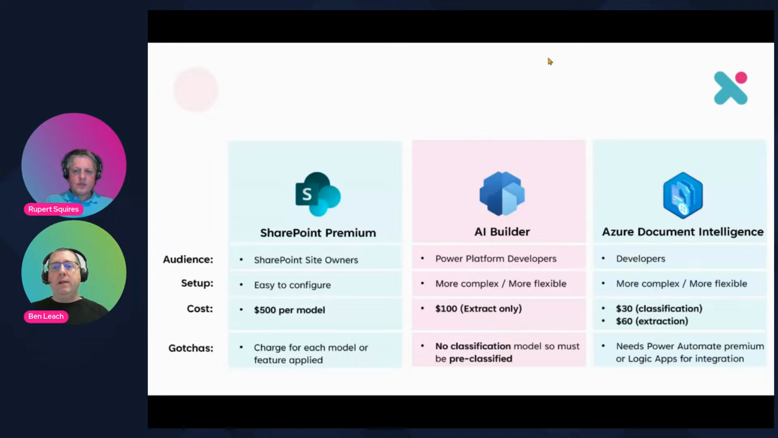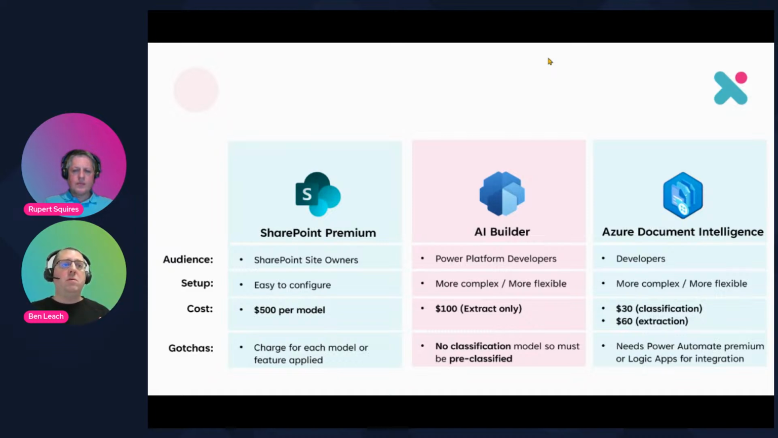And then finally, we have Azure Document Intelligence, targeted at developers because you don't get that much in terms of integration. You need to set it up yourself. More complex, much more flexible. The key thing is it does have a classification model, as we saw earlier. And also that classification model runs at a different cost to the field extraction.